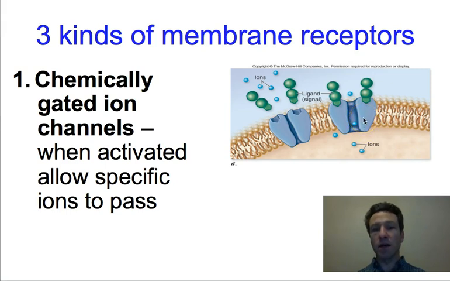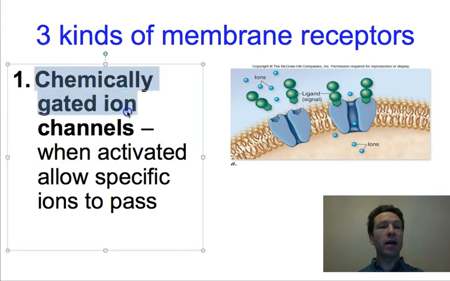It is stuck here. So if it is going to lead to some sort of action inside the cell, it is going to need to pass that signal on to some other molecule inside the cell that then has the freedom to move. This can happen in, as I said, about 3 different ways. The first way that we'll look at are chemically gated ion channels.